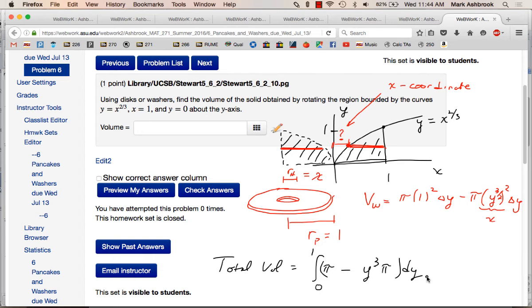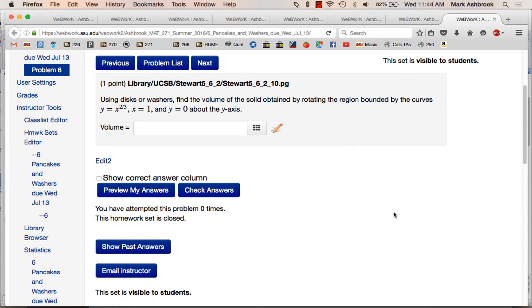Any questions? Are we good on washers and pancakes? Okay, let's look at the same problem again and say what would happen if we took a vertical strip and used dx. What would happen? So let's see. The exact same problem.